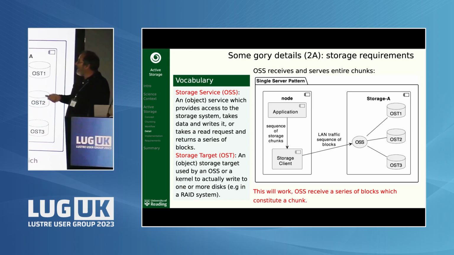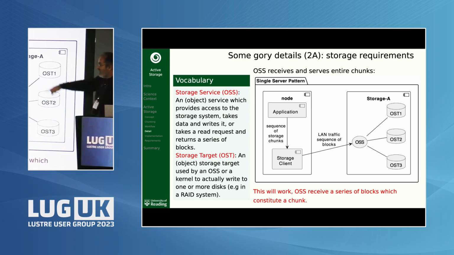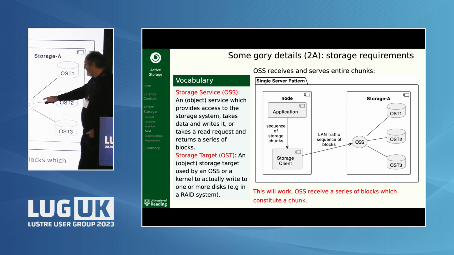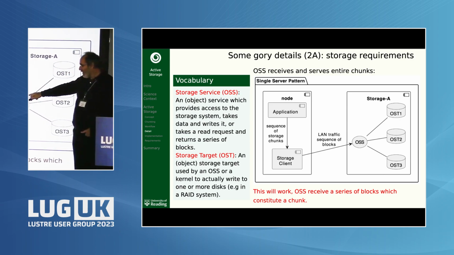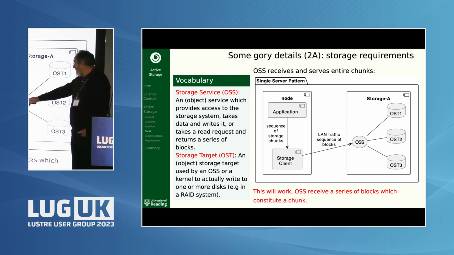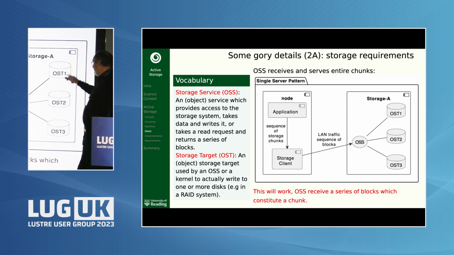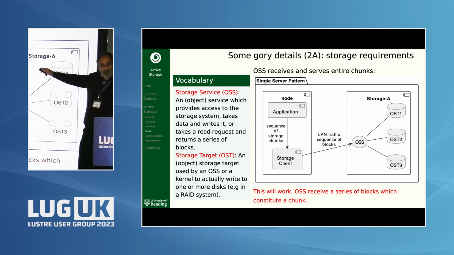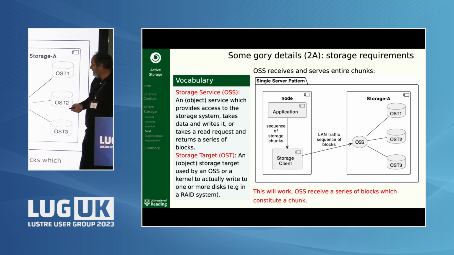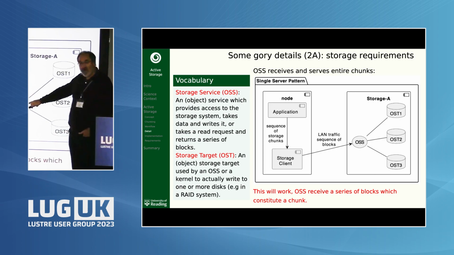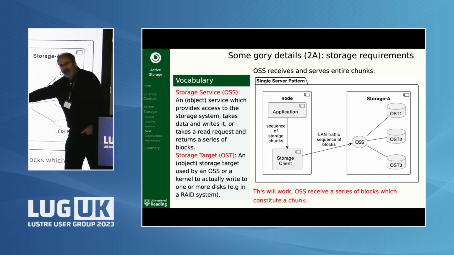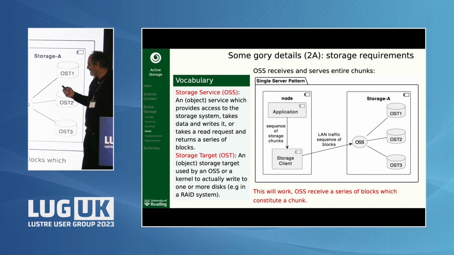So let's think about the gory details of doing this. My application is writing some stuff through a storage client to some kind of object storage service, which is then writing to some object storage targets, some sequence of blocks. This is what we're all familiar with going on in some storage system. So that's kind of a single server. This will do fine because every block's coming through here. The OSS can work out how to do this. If you can get the command along there, the OSS knows what to do.